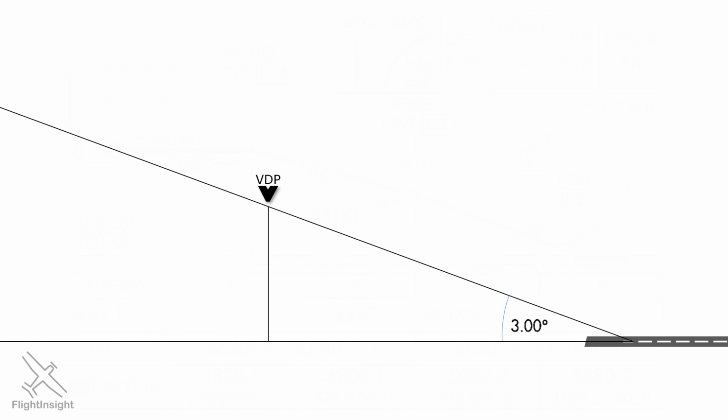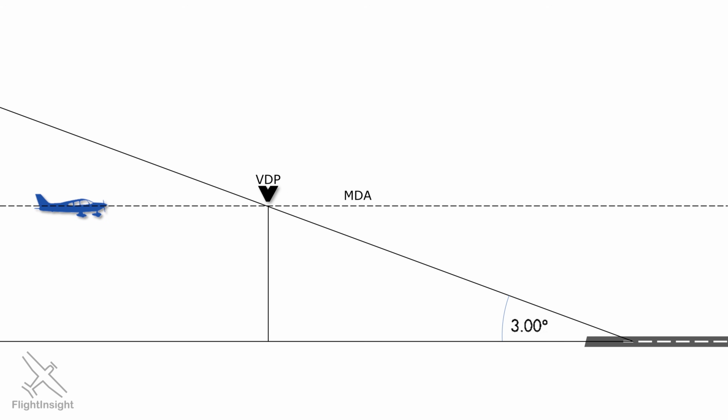Since a precision approach doesn't offer vertical guidance, it's typical for aircraft to arrive at the MDA, level off, and search for the runway. If the visibility is decent, we might gain sight of the runway pretty early on, before reaching the VDP. If we started descent from here, we'd need less than that calculated 3-degree descent rate in order to make it to the touchdown zone and prevent landing short.